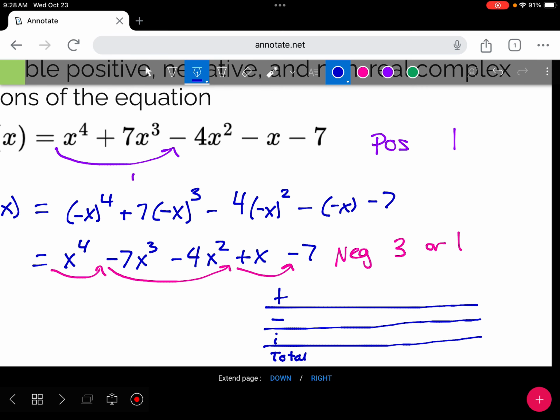Okay. So what do we get? How many positive roots are we going to have? 1. How many negative roots are we going to have? 3 or 1. So what is our total? How many do we need to have? We need to have how many total roots? 4 total roots. So we have one set that could have how many imaginary roots? 0. And we have one set that would need to have 2. No matter what, we're going to wind up with a total of 4.